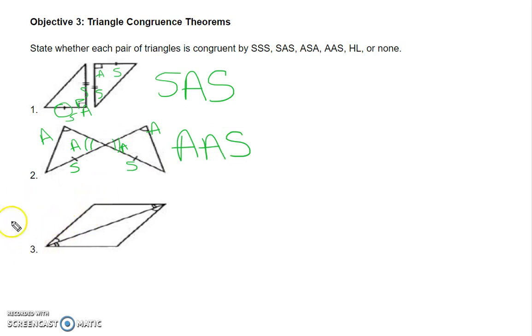Then I have my third triangle, and again, just like I have vertical angles here, I see a reflexive side in the middle. So I'm going to go ahead and mark those. And now check, because now I have angle, side, angle, and check the other side. This is an angle, side, angle, and these are congruent by angle-side-angle. Okay, so that's our blast from the past in triangle congruency that we had before the break.